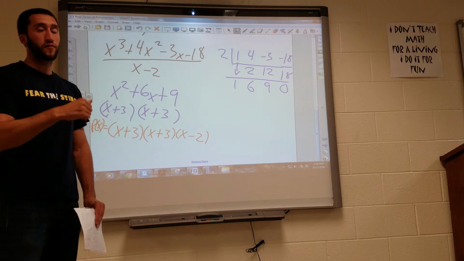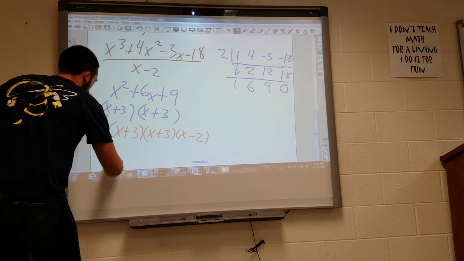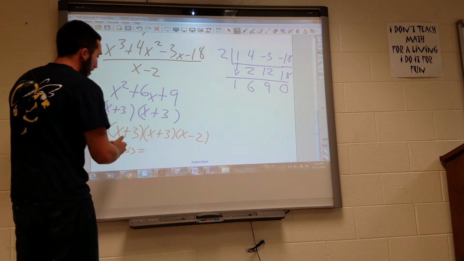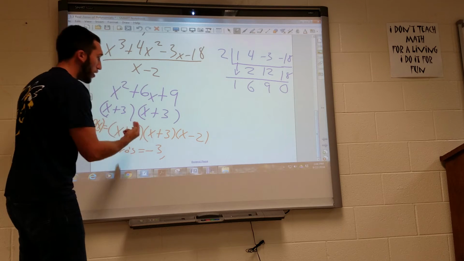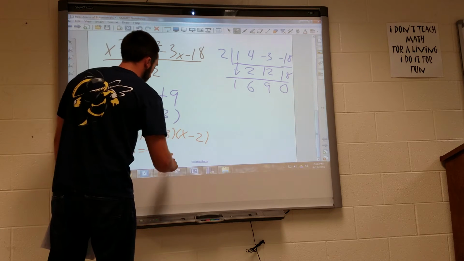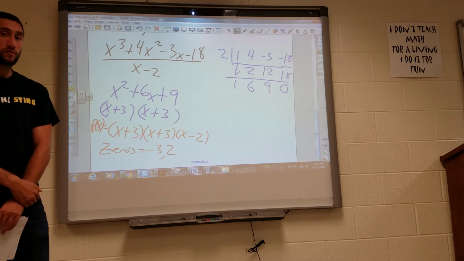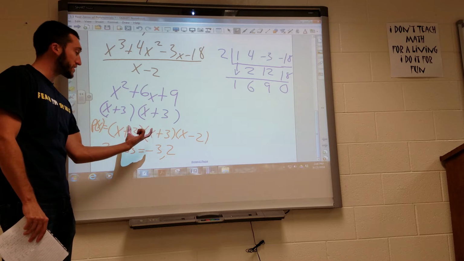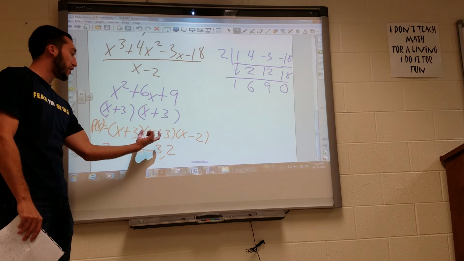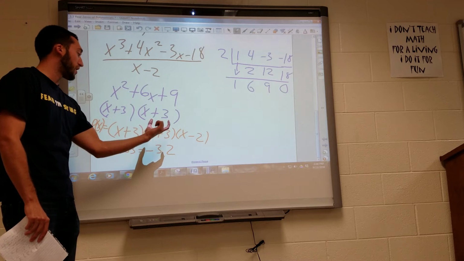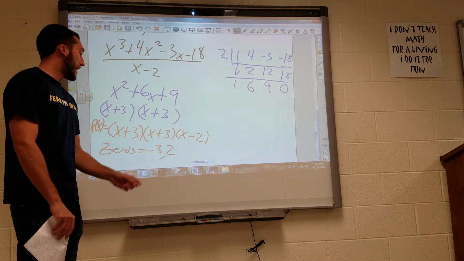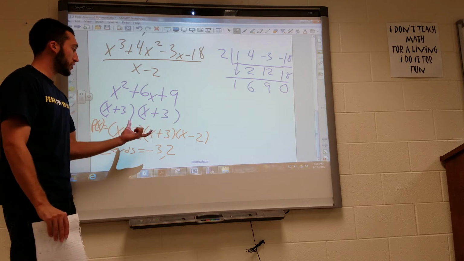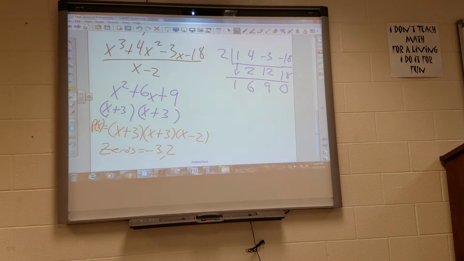So the question asked for the zeros. So the zeros of p of x are negative 3, multiplicity 2, and x minus 2, so positive 2. So remember, since we have two x plus 3's here, that means our polynomial is going to have a root of negative 3, and it's going to have multiplicity 2. I'm going to show you the graph real quick to show you again what I mean by that multiplicity 2.